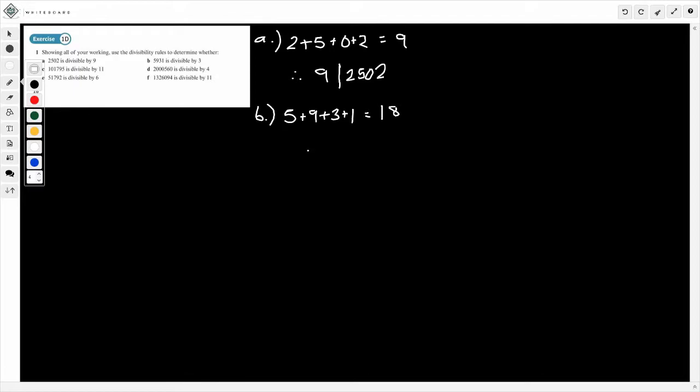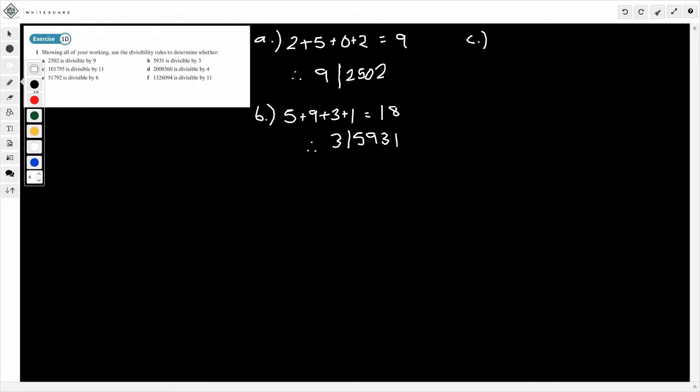So therefore, 3 does divide 5,931. And there we go. So that's B done. So that's divisibility by 9, divisibility by 3. So they're very similar. Divisibility by 11.